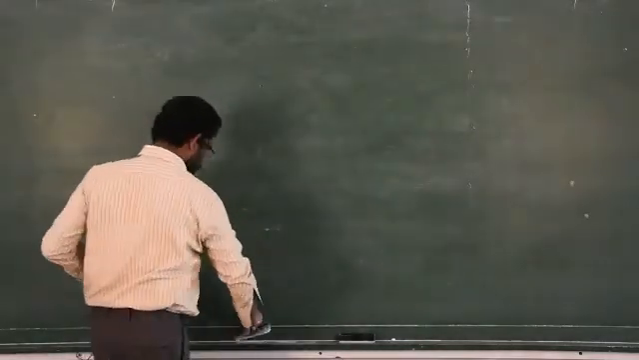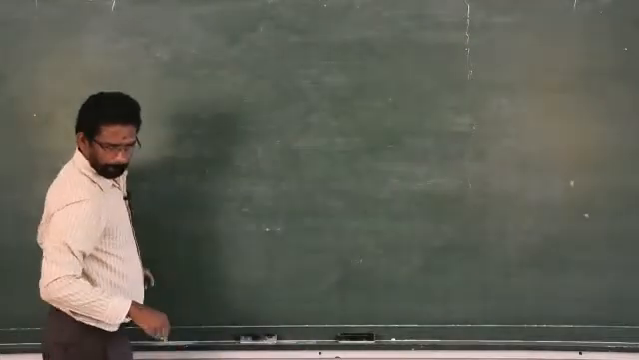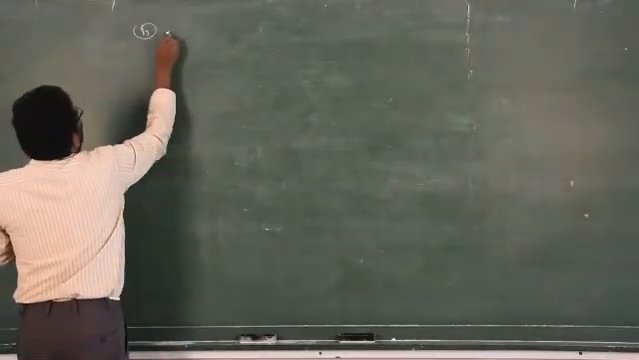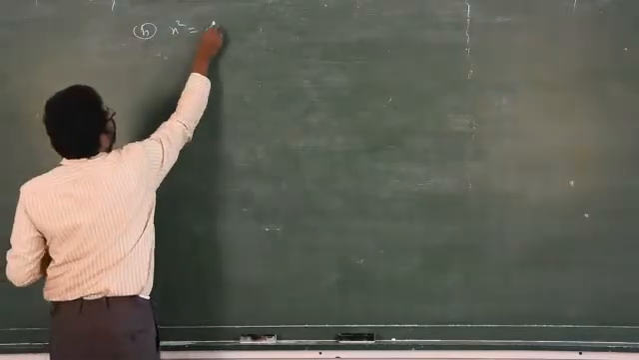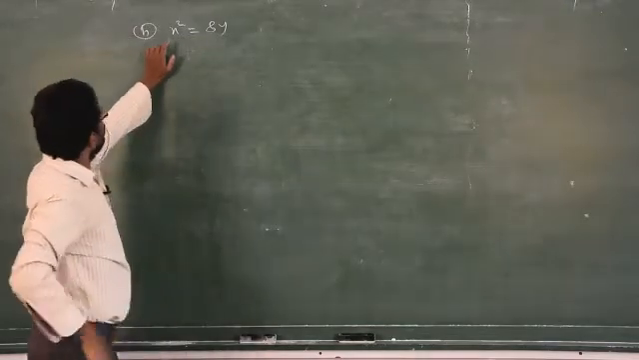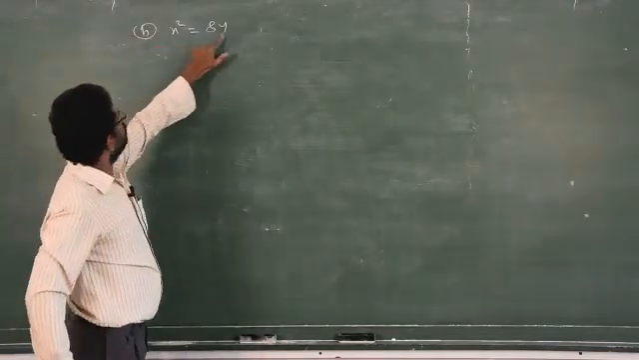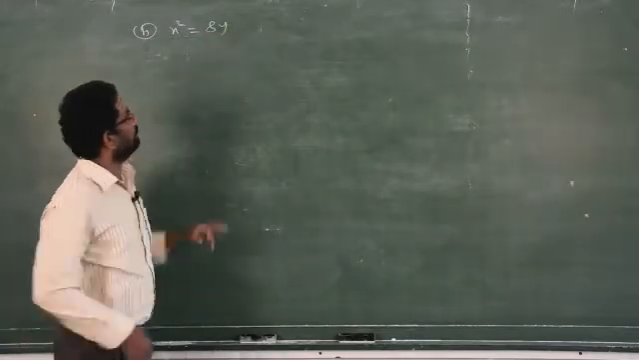So now we will go to sum number B. What is given? x square is equal to 8y. So first we have to draw the diagram. How to draw the diagram? Out of these two variables, which variable doesn't have power 2? y doesn't have power 2.